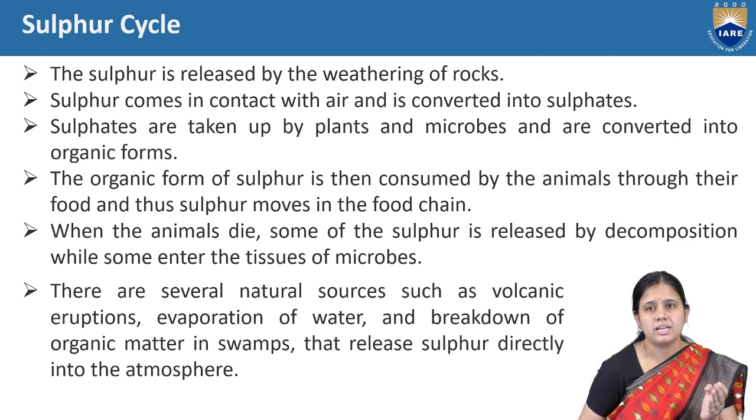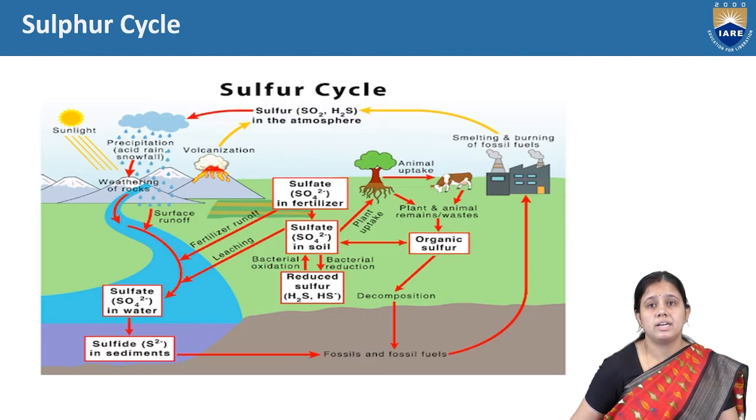There are several natural sources of sulfur, like volcanic eruption, evaporation of water, breakdown of organic matter, and swamps, which release sulfur directly into the atmosphere. This is the schematic representation of the sulfur cycle.